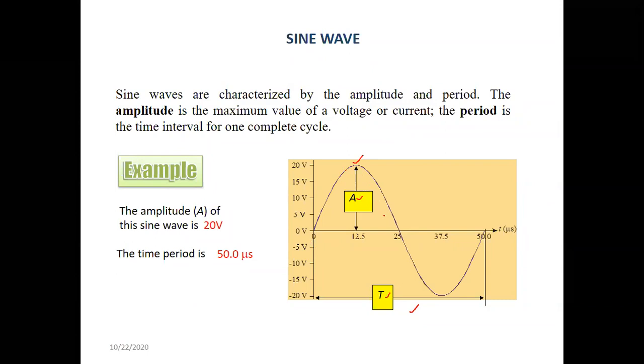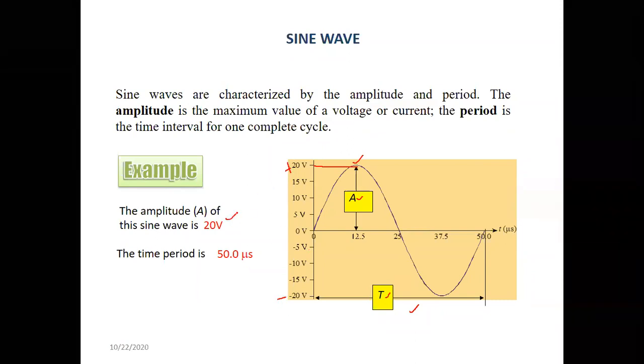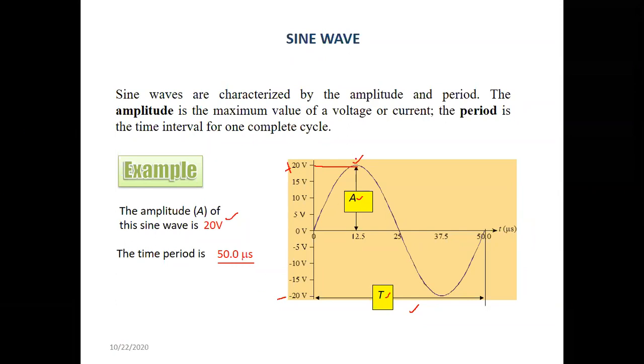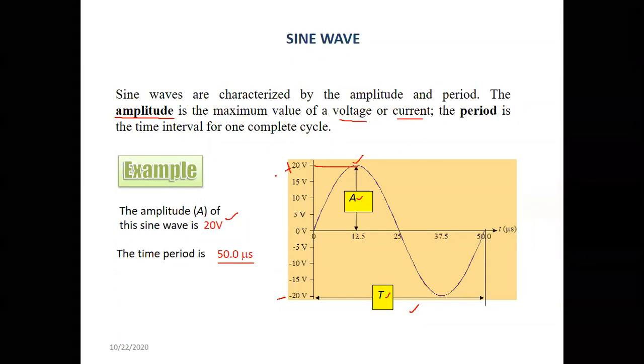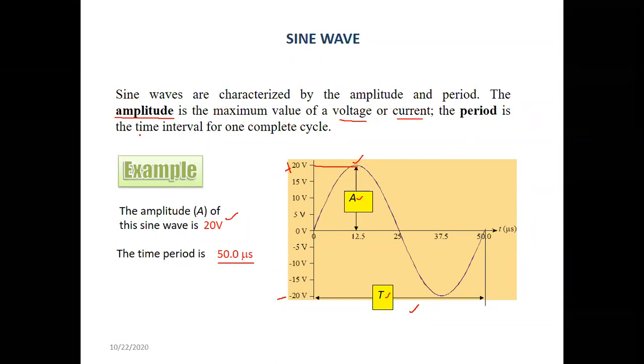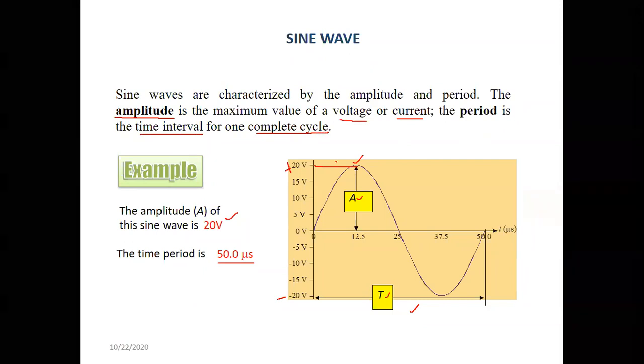Let us take an example of this sine waveform. You can see the peak value is plus 20, and the negative peak is minus 20. So the amplitude of the sine waveform is 20 volts. And the time taken to complete one cycle is 50 microseconds. Any sine wave is characterized by the amplitude, which is the maximum value of the voltage or current, and the time period, which is the time taken by the waveform to complete one cycle.